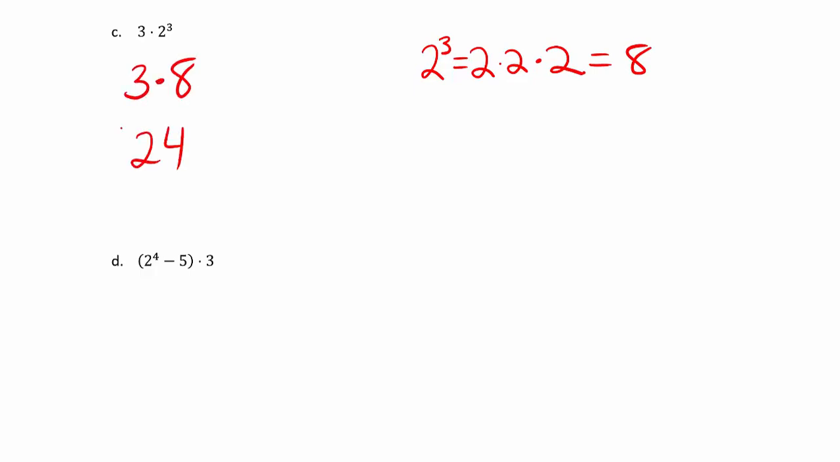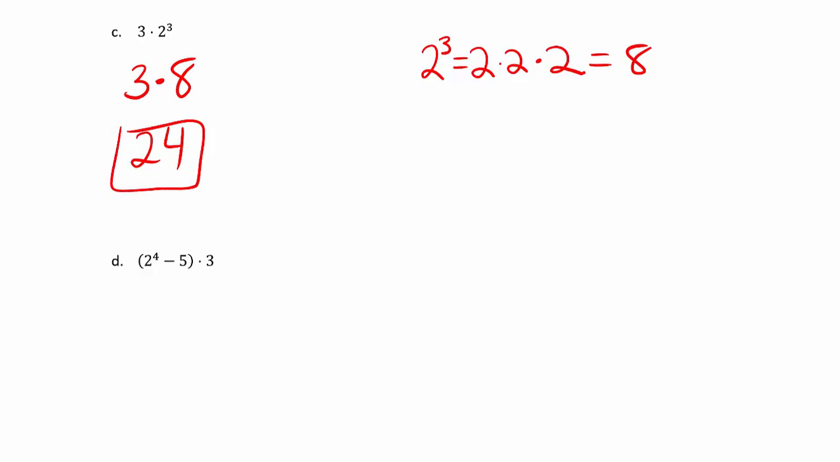In example C, we have an exponent. PEMDAS says we have to do exponents before we multiply. Exponents mean repeated multiplication. 2 to the third actually means you're multiplying 3 2's together. 2 times 2 times 2 is 8. So I do the exponent before I multiply. I've got 3 times 8, and that gives me 24.